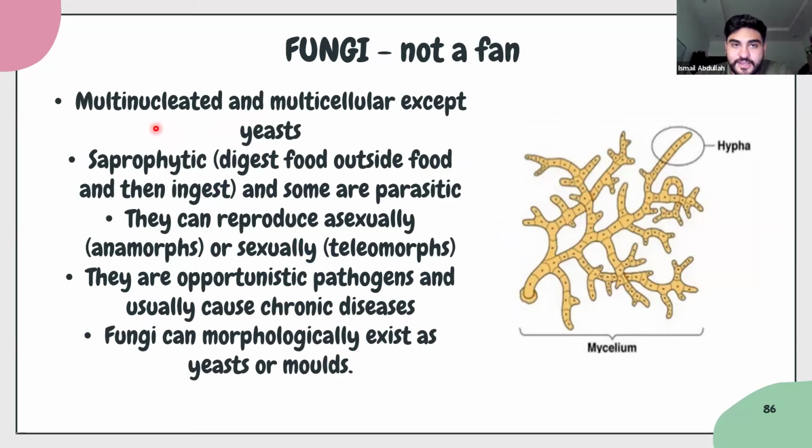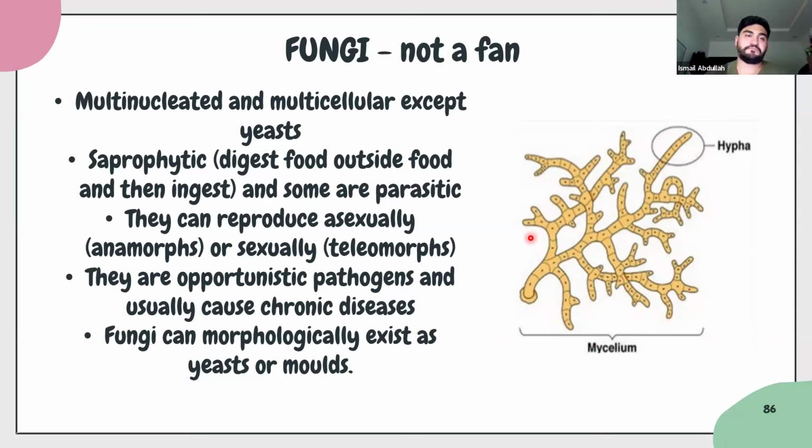So, fungi, you want to know that they are multinucleated and multicellular, except for yeasts. The yeasts are unicellular. About the structure, it's hyphae. Usually it's like a mold, made of multiple hyphae, and multiple hyphae give you this thing called mycelium. Fungi is not something that you will normally get. It's an opportunistic pathogen, meaning that if you have a chronic disease or some immunocompromise, that's when you will get it. They have the ability to reproduce asexually and sexually. You can also keep that in mind.